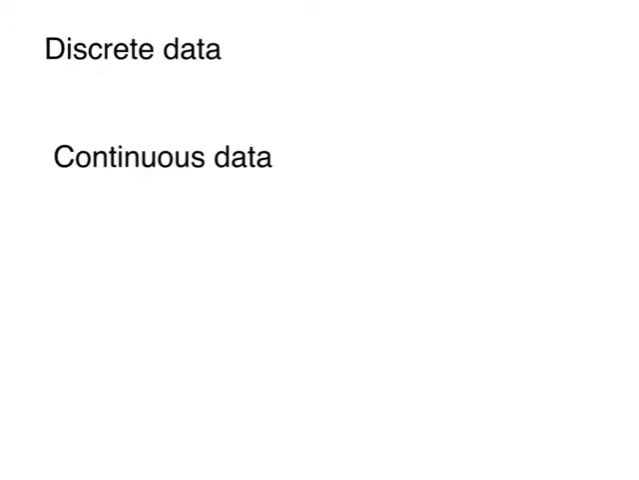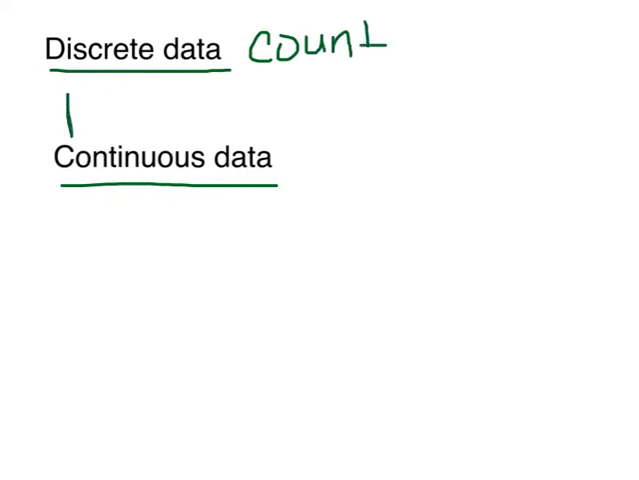Next, we want to define two vocabulary words, so make sure you write these down. We have discrete data and we have continuous data. Discrete data means things that you can count. All right, so for example, they could be people, they could be cars, and they're things that you can't have half of. So they must be whole.